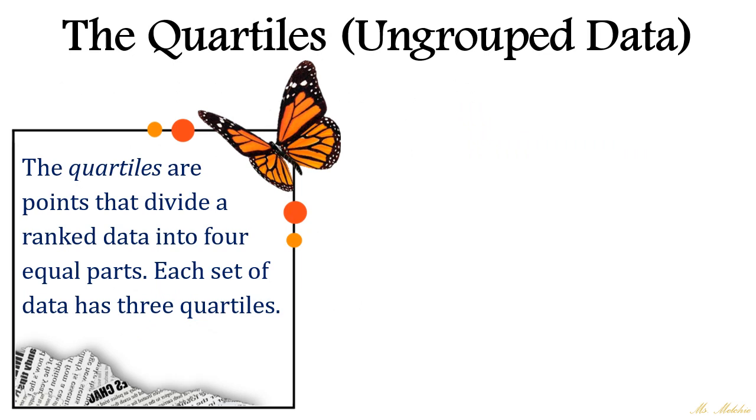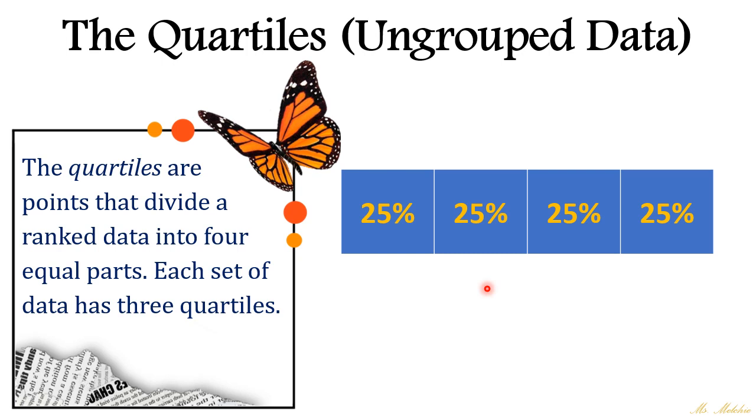Okay, so what are quartiles? First, quartiles are points that divide ranked data into 4 equal parts. Each set of data has 3 quartiles. To understand this thoroughly, let us have this illustration. We all know that an entire group is represented as 100%, right? If we divide it into 4 equal groups, then each group would be 25%.